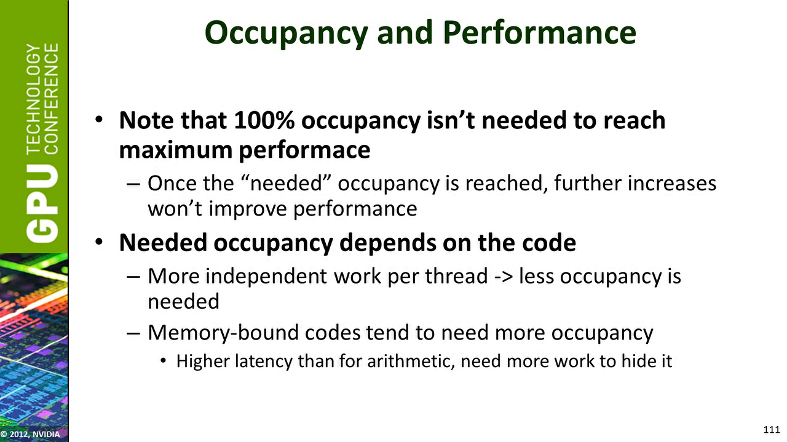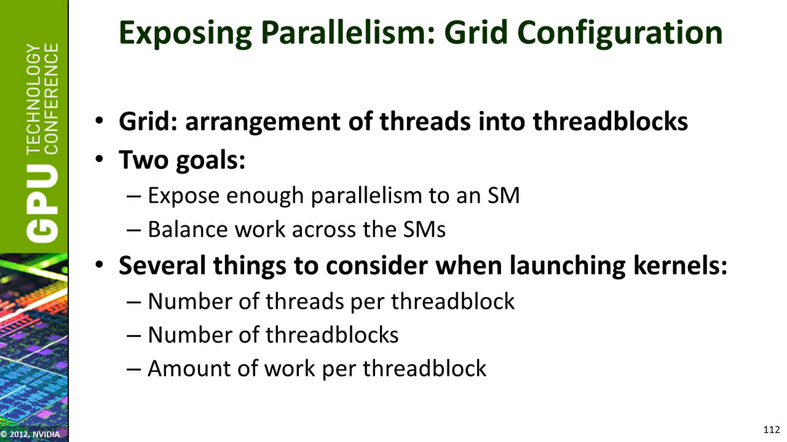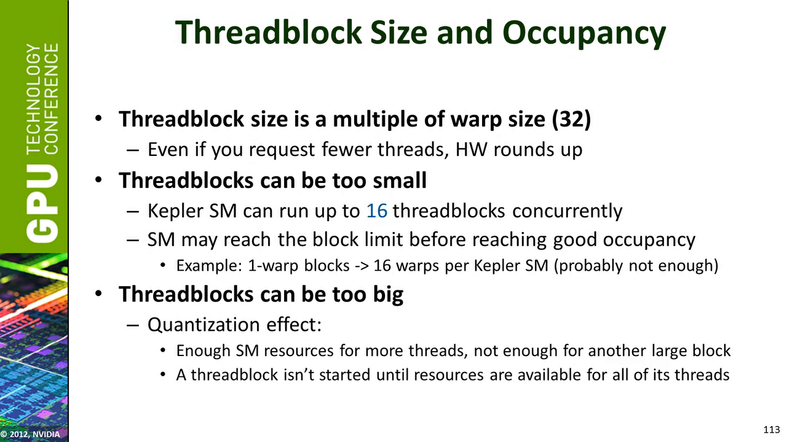For occupancy, as we saw in the one example where we resized the thread blocks and all of a sudden we ran more thread blocks, we can look at that visually. We need to expose enough parallelism, as we've seen a bunch of times. When sizing your thread blocks, there are two things to keep in mind. Your thread blocks can be too small, because you only run 16 thread blocks per SM at most. So if they really are tiny, that limits the number of warps you run. They can also be too big, because you have this quantization effect. That's actually easier to show visually than to talk about.